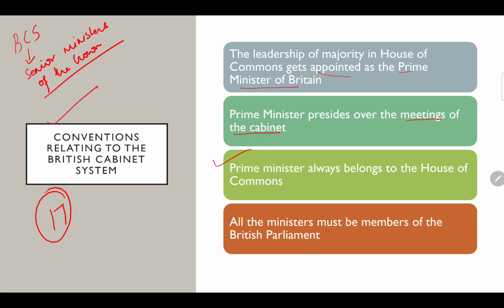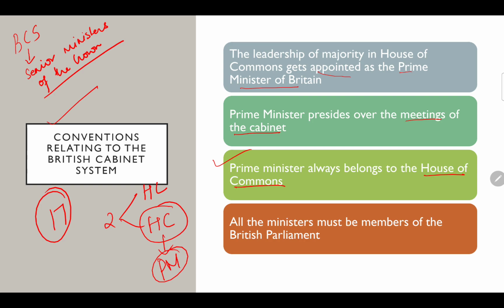Prime minister always belongs to the House of Commons. So it is not that the prime minister does not come from the House of Lords, but he does come from the House of Commons. Kindly be clear, there are two houses, that is House of Lords and House of Commons. So from the House of Commons only, every time, the prime minister is selected.